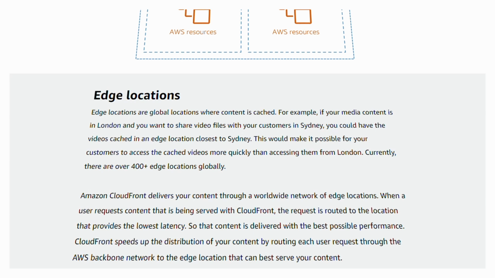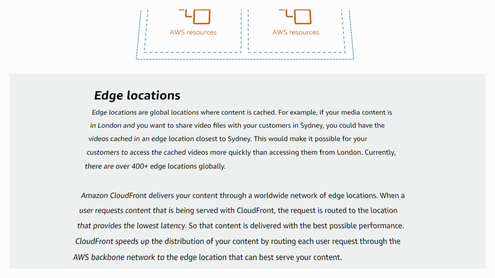So what we can do here is, if a location doesn't have a region, it might have an edge location. An edge location will be located closer to the end users, so that whenever a user is accessing the application or the website, the content is transferred from that edge location to the customer, instead of traveling all the way from Japan to the US.